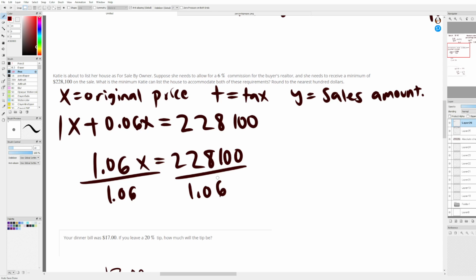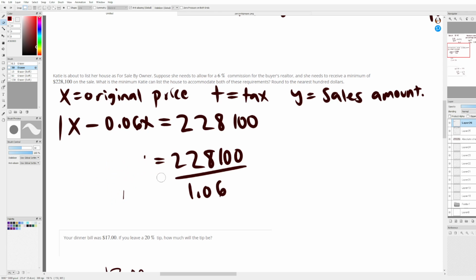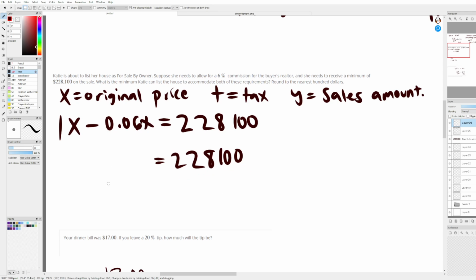So 228,100 divided by 1.06 is going to give us, hold on. No, I was right in the beginning where it's minus. That was my bad. We want minus 0.06 because it is taking away money from her. If we divide by 1.06, it's going to cause a problem that you're going to be less than what you actually need for the minimum even. So we're actually doing 1x minus 0.06x, which is the same as 0.94x. Then we'll divide by 0.94. That was my bad, sorry about that.